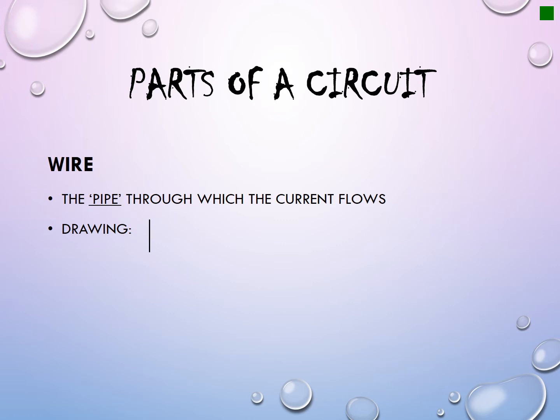All right, then you have the wire. The wire is what we think of as electrical wiring, and that's the pipe where the current flows through, which is your electricity. This is where your electricity flows through. And all you do for a wire is you draw lines. So you connect them through lines.